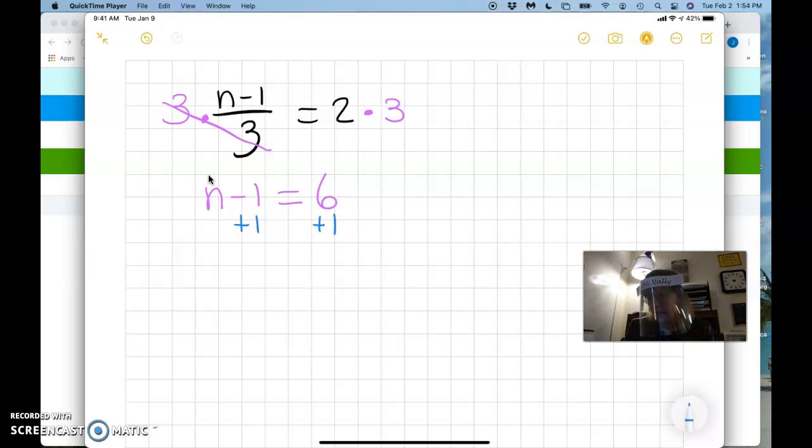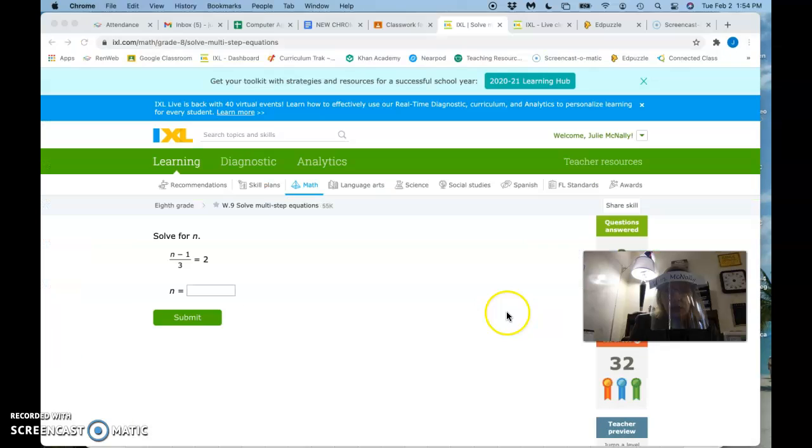Whatever I do to one side, I have to do to the other. Those cancel out, and I'm just left with n equals, and 6 plus 1 is 7. So let's put that in and see if we got it. And we did get it. Okay, this one is exactly the same, so you're going to multiply both sides by -2 first, and then you'll solve.